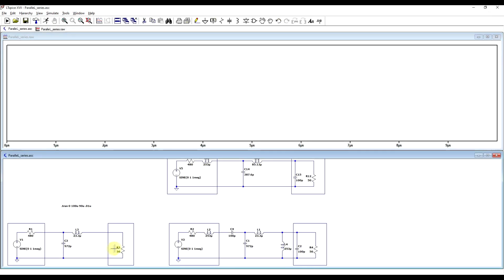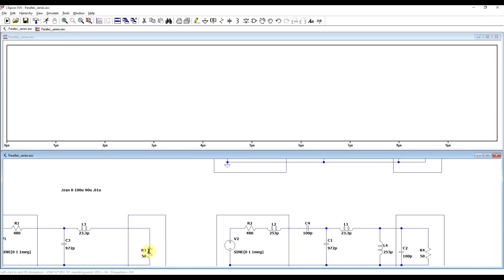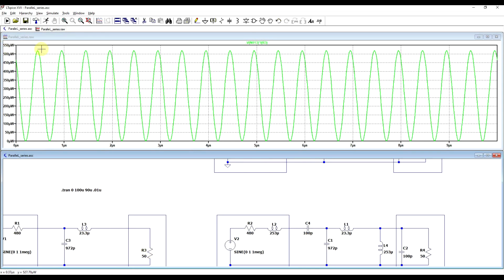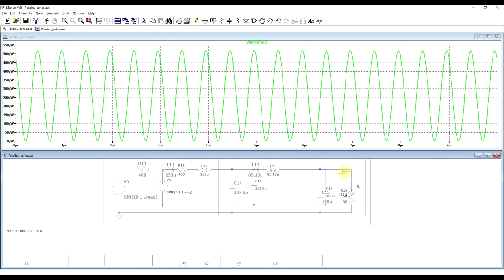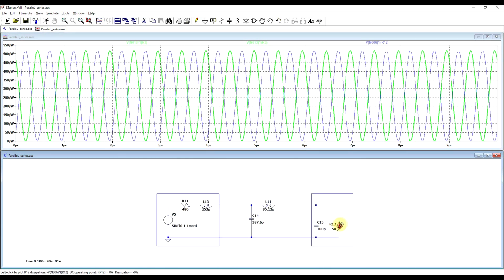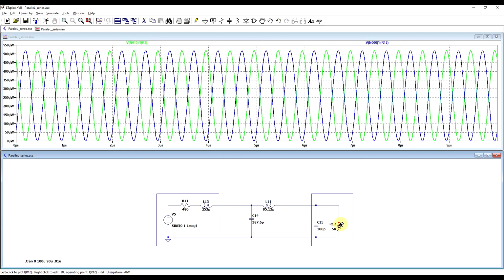And if we run this thing and compare it to, say, our reference, so here we had about 500-something microwatts, and with our new two-component circuit, we have the exact same amount. So this method works.